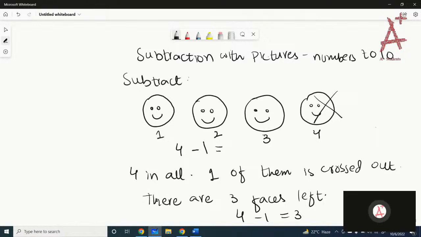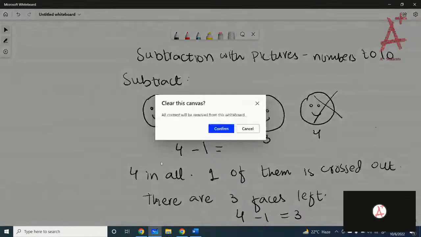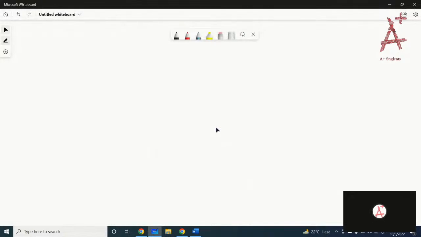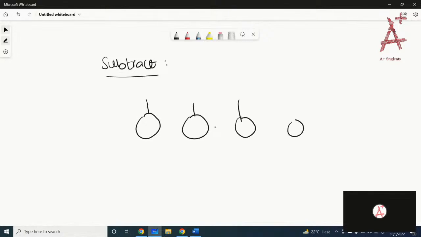Let's start with another example. You are given four pens, and they are all crossed out. So you need to see how many pens you are left with. So in total they are four, and four of them are crossed out.